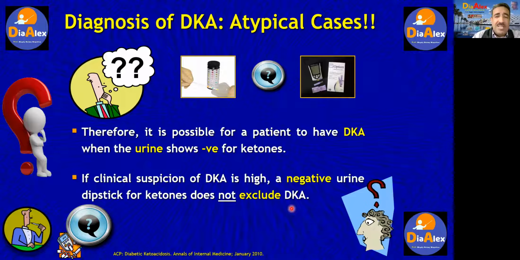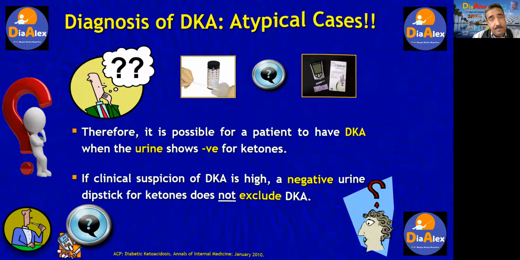Either you request serum beta-hydroxybutyric acid if the facility is available, or you do follow-up of the patient after 2 hours, after 4 hours, after 6 hours in the urine. You will find that the strips will give positive results later on in the course of DKA.